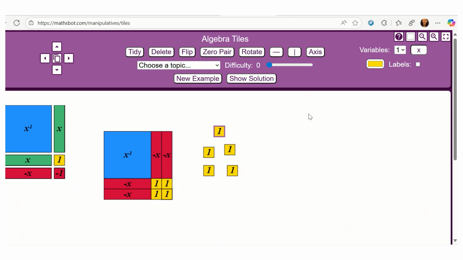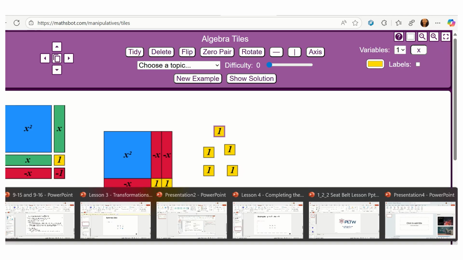But if you want to pause the video and just get a good look at it, take a photograph of it on your phone, like whatever you want to do. All right, do that.